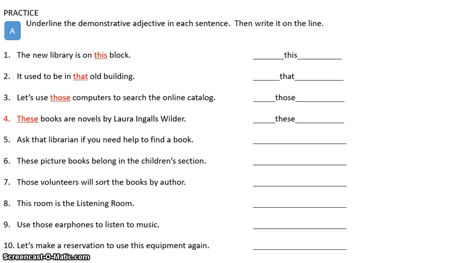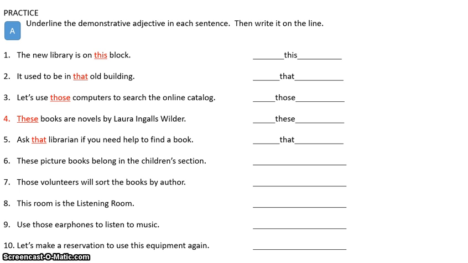All right, the next one, number 5. Ask that librarian if you need help to find a book. So it's going to be which librarian? I'm talking about that librarian. Okay, so the librarian must be standing at a distance from me, because if she was standing next to me, I would say, ask this librarian if you need help. So she must be across the room or something, because then I would be pointing and say, ask that librarian. So I'm hoping you're kind of understanding how this goes.